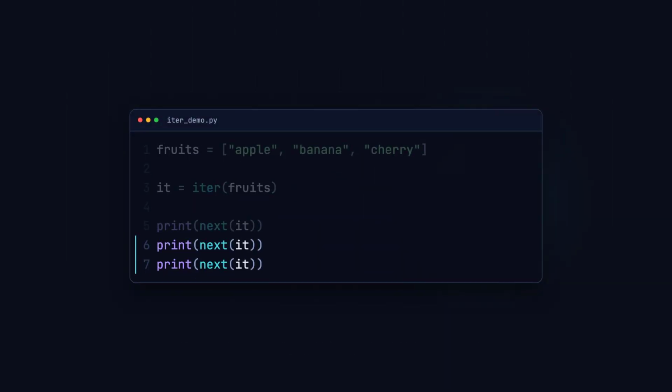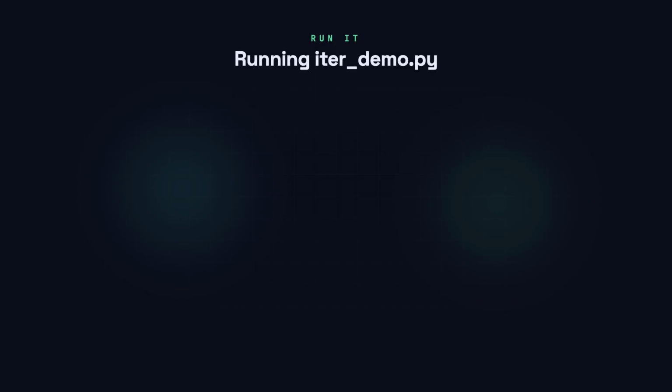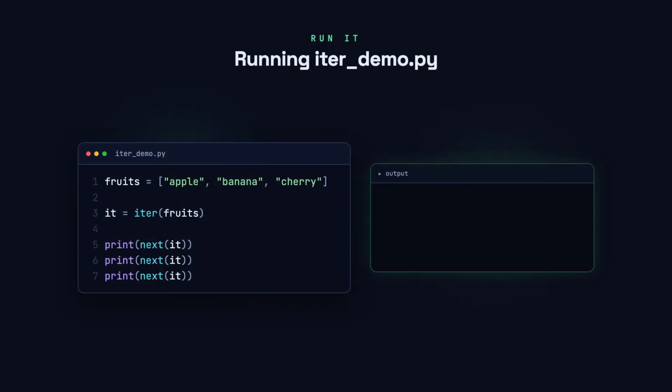Each subsequent call to next picks up exactly where the last one left off. The iterator returns banana, then cherry, advancing its position each time until the list is exhausted. Running the program prints apple, then banana, then cherry, exactly as expected. The iterator delivered each item one at a time in sequence.